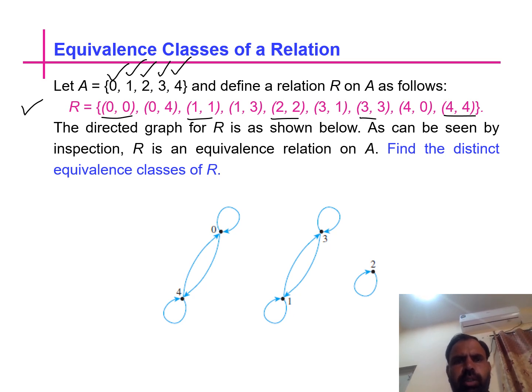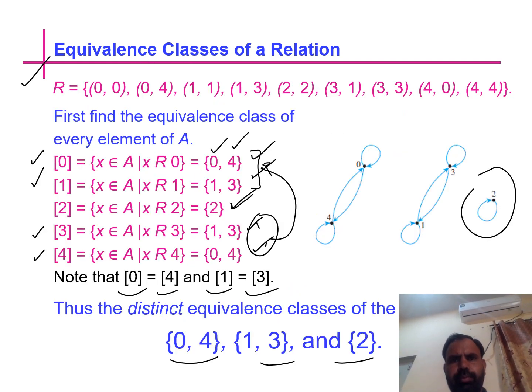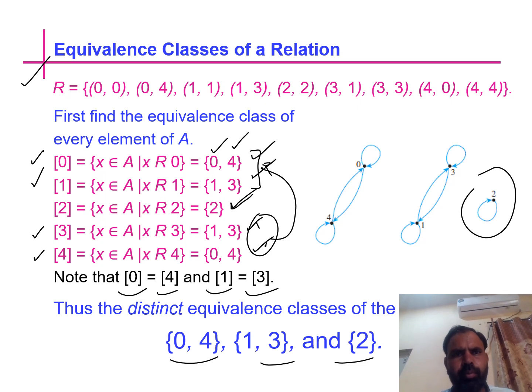Find the equivalence classes of R. R = {(0,0), (0,4), (1,1), (1,3), (2,2), (3,1), (3,3), (4,0), (4,4)}. We have shown these in the previous slide.